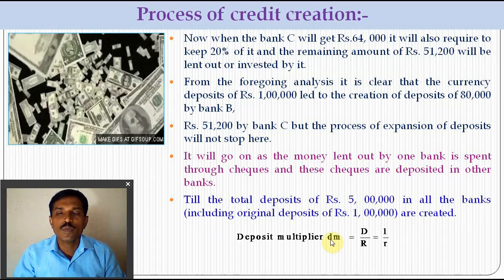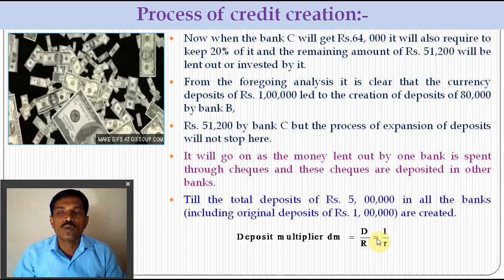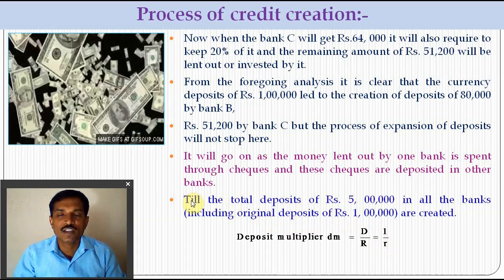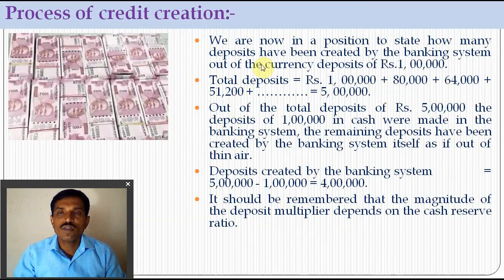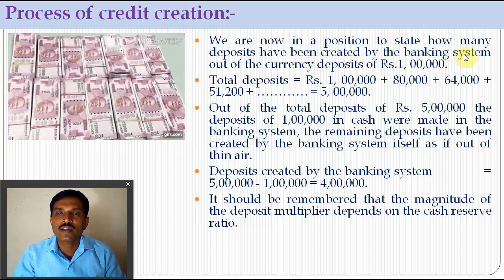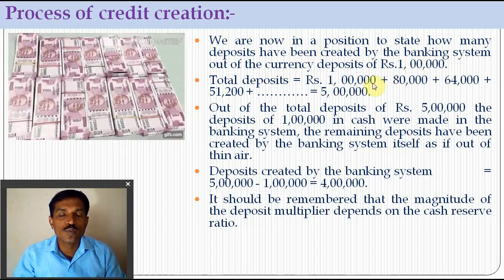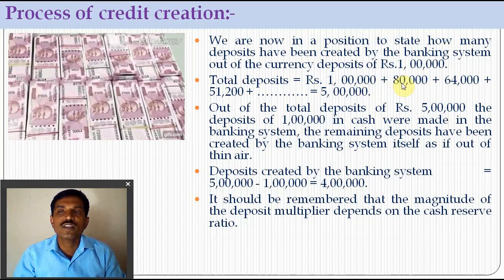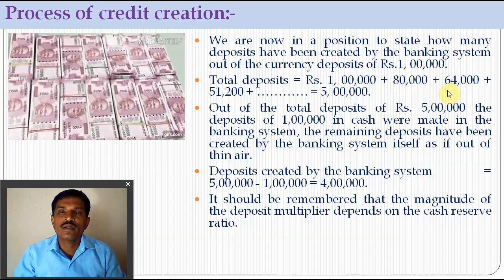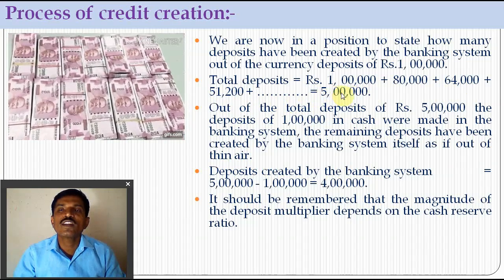The deposit multiplier is equal to 1 upon R, and 1 upon R is the equation for the multiple credit creation process. So we are now in a position to state how many deposits have been created by the banking system out of the currency deposit of 1 lakh rupees. From the 1 lakh rupees primary deposit, 80,000 goes to bank B, 64,000 to bank C, and then 51,000 is again given to bank D and other banks. The total created is 5 lakh rupees.